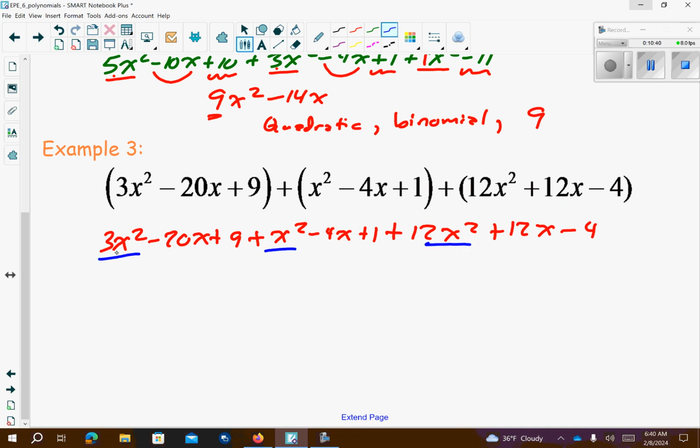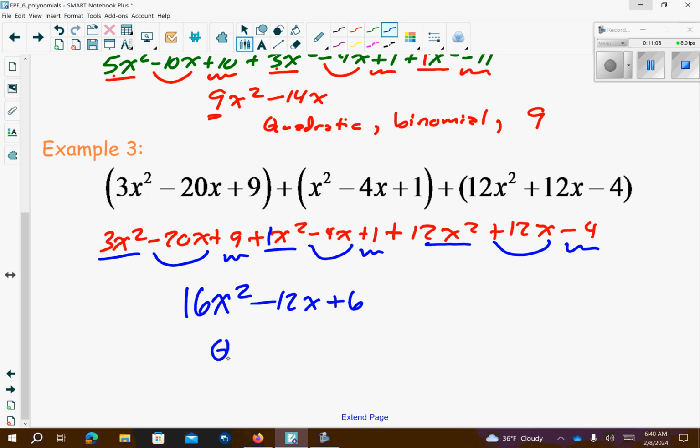So let's add things together. So 3x squared plus 1x squared is 4x squared. 4x squared plus 12x squared is 16x squared. Then I have negative 20x minus 4, that's negative 24. Negative 24x plus 12x is going to give me negative 12x. Then I have 9 plus 1 is 10. 10 minus 4 is 6.